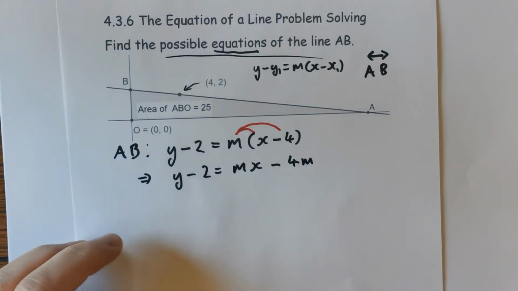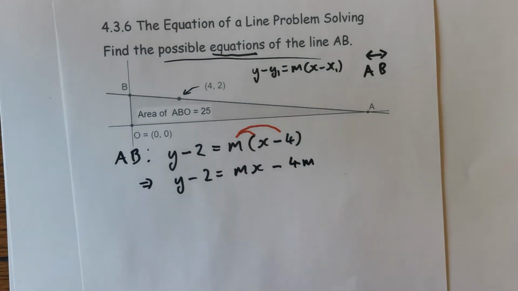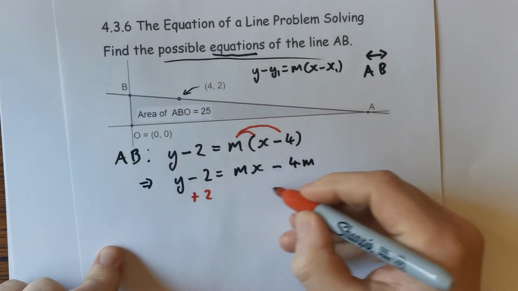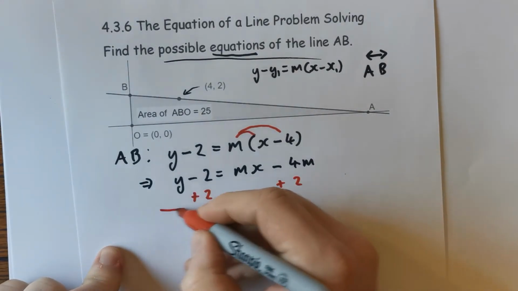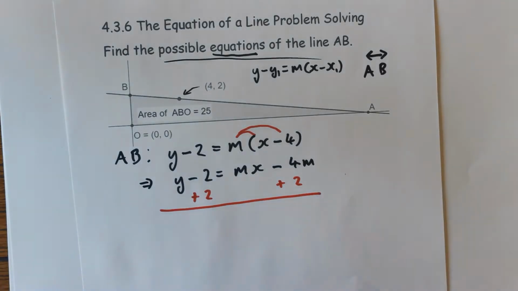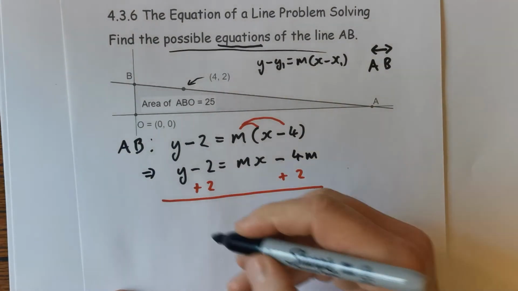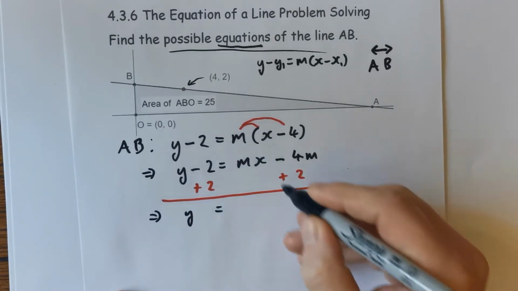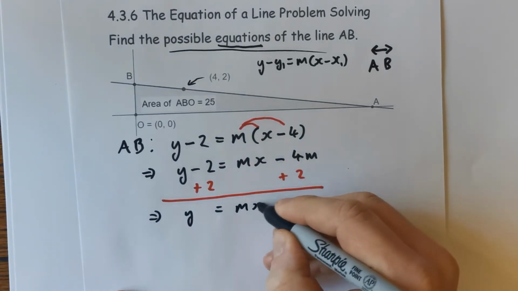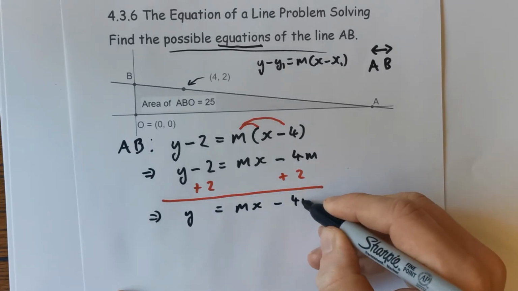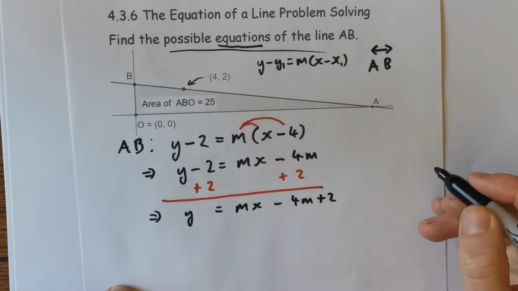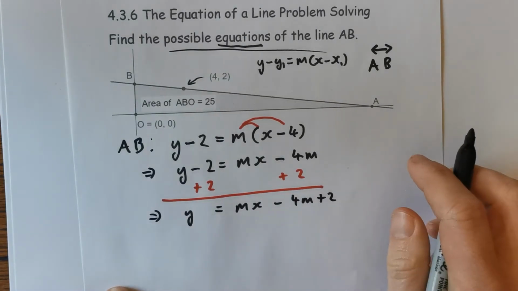The next thing I'm going to do to make y the subject of the formula, which it is in slope-intercept form, I'm going to add 2 to both sides. And what I will get is y is equal to mx subtract 4m and then plus 2. Okay. Now that is in slope-intercept form.